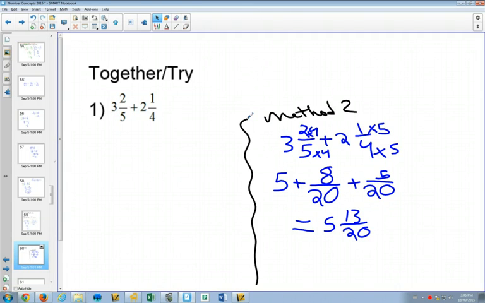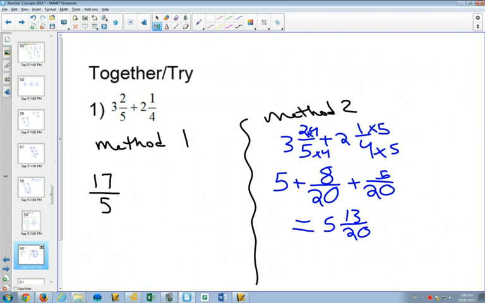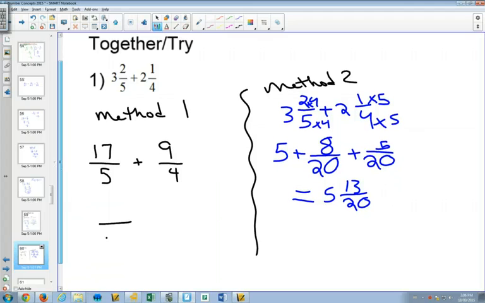Method 1 was the improper fractions. So if you tried method 1, where you did the improper fractions, 3 times 5 is 15 plus 2. This is 17 over 5. 2 times 4 is 8 plus 1 gives me 9 over 4. Now I still need a common denominator here, which will be over 20 and over 20. I need to multiply my 5 by 4, so my 17 gets multiplied by 4. 4 times 17 is 68.